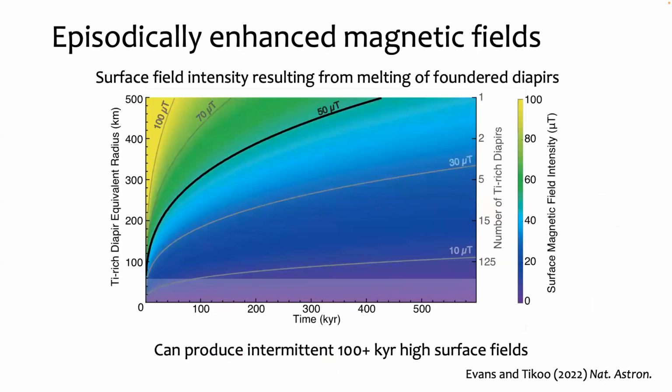What we found is if we just use that Christensen scaling law, we can actually produce surface fields of up to 50 microtesla or more that persist for several 100,000 years after each diapir encounters the core mantle boundary. So there is a possibility that you could have intermittently enhanced dynamos that have stronger fields from time to time. And that might actually be consistent with some of the Apollo magnetic records and even modern paleomagnetic records that are showing that some samples seem to record dynamo fields and other samples do not. And so that would be a very interesting result.